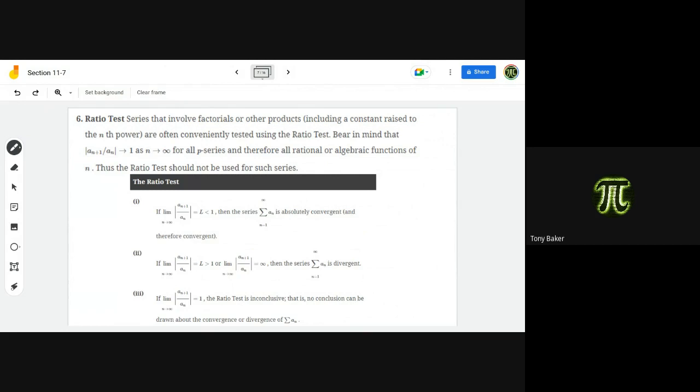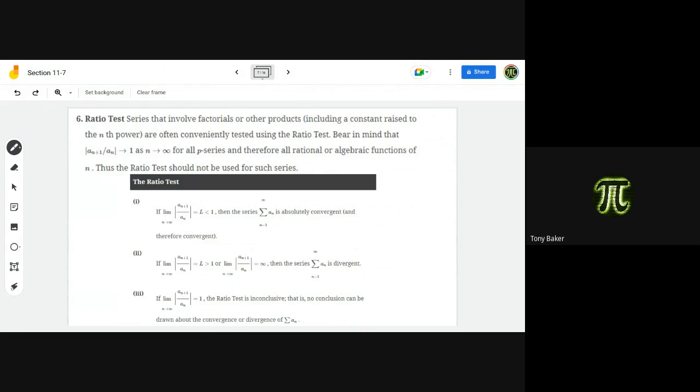Sixth one is the ratio test. The ratio test is where I'm dividing the second term by the first, basically n plus 1 over n. We're looking at the limit, and as long as that limit goes to something less than 1, it is absolutely convergent. And if it's absolutely convergent, then any series under that is convergent.